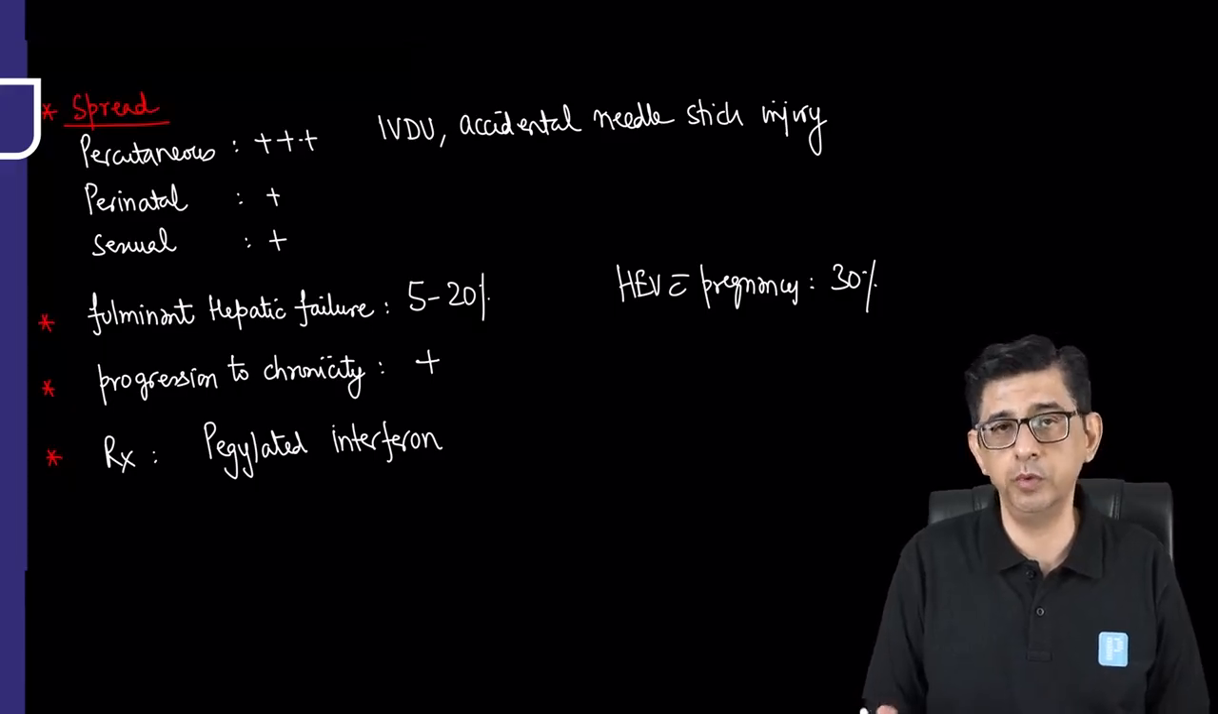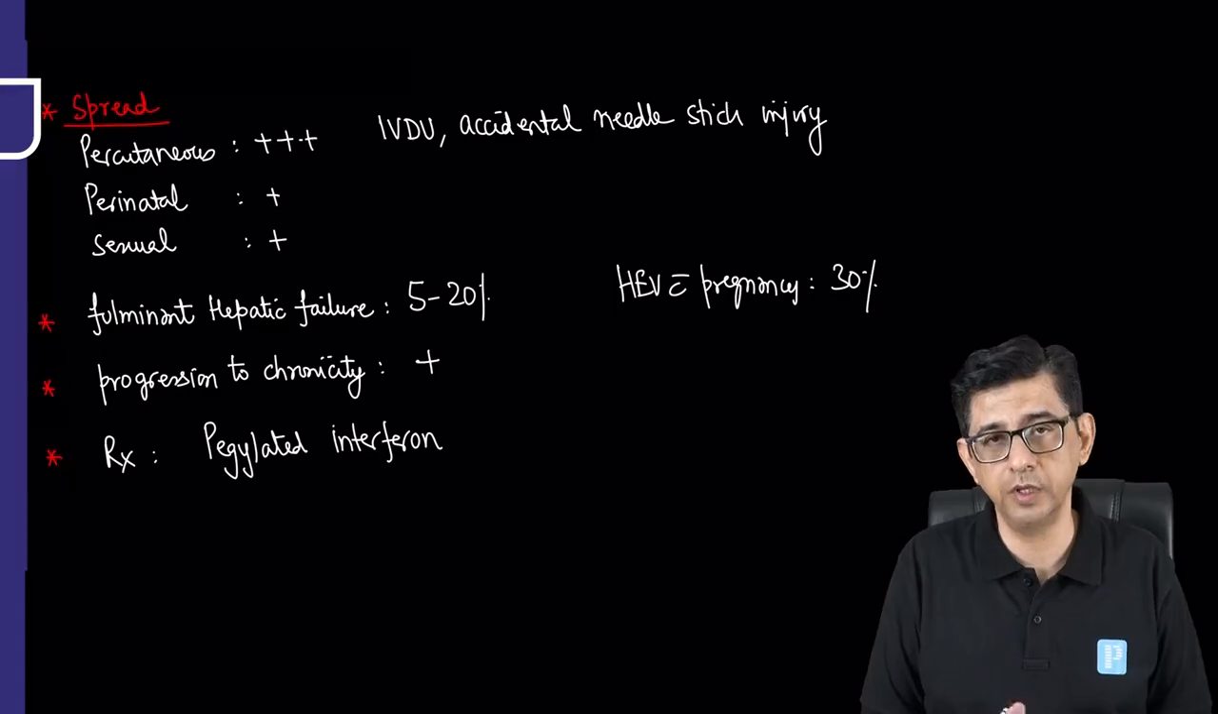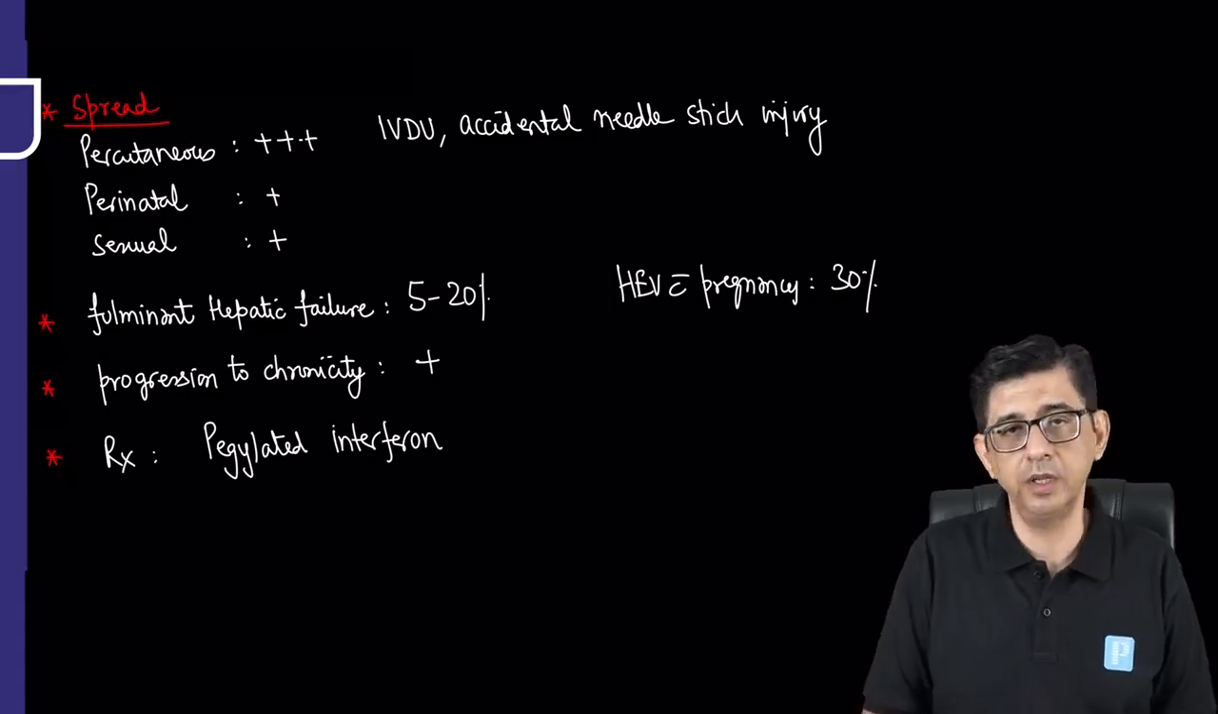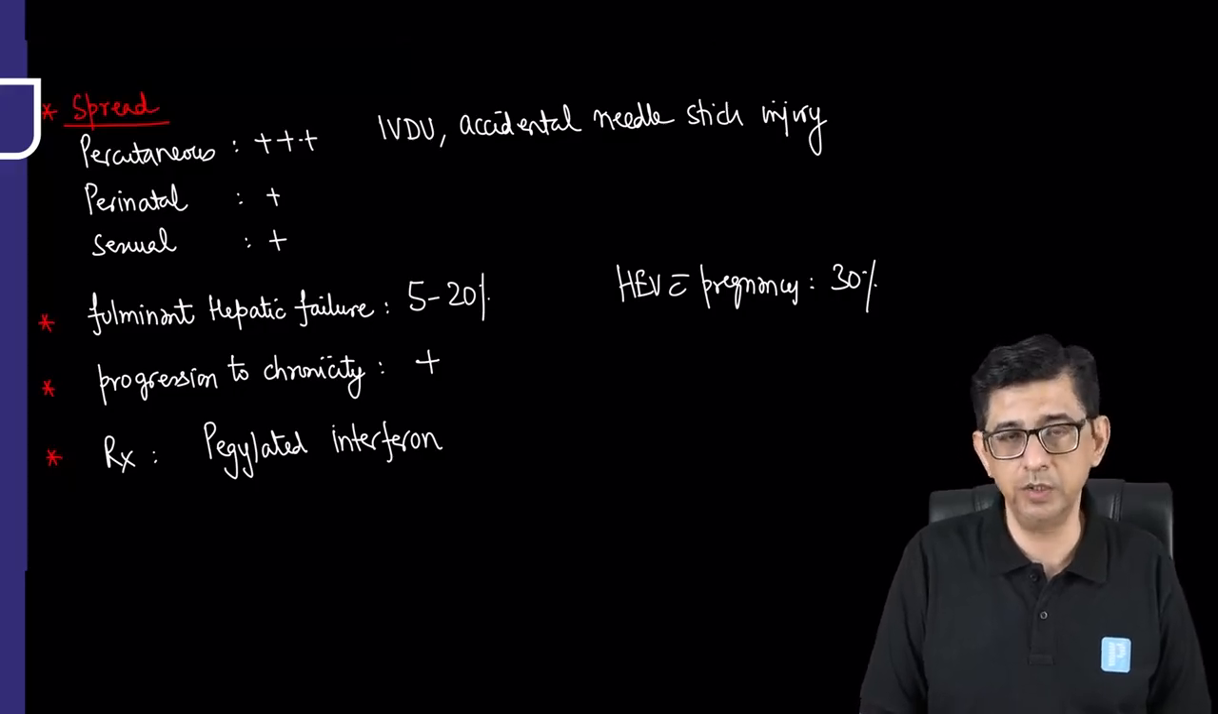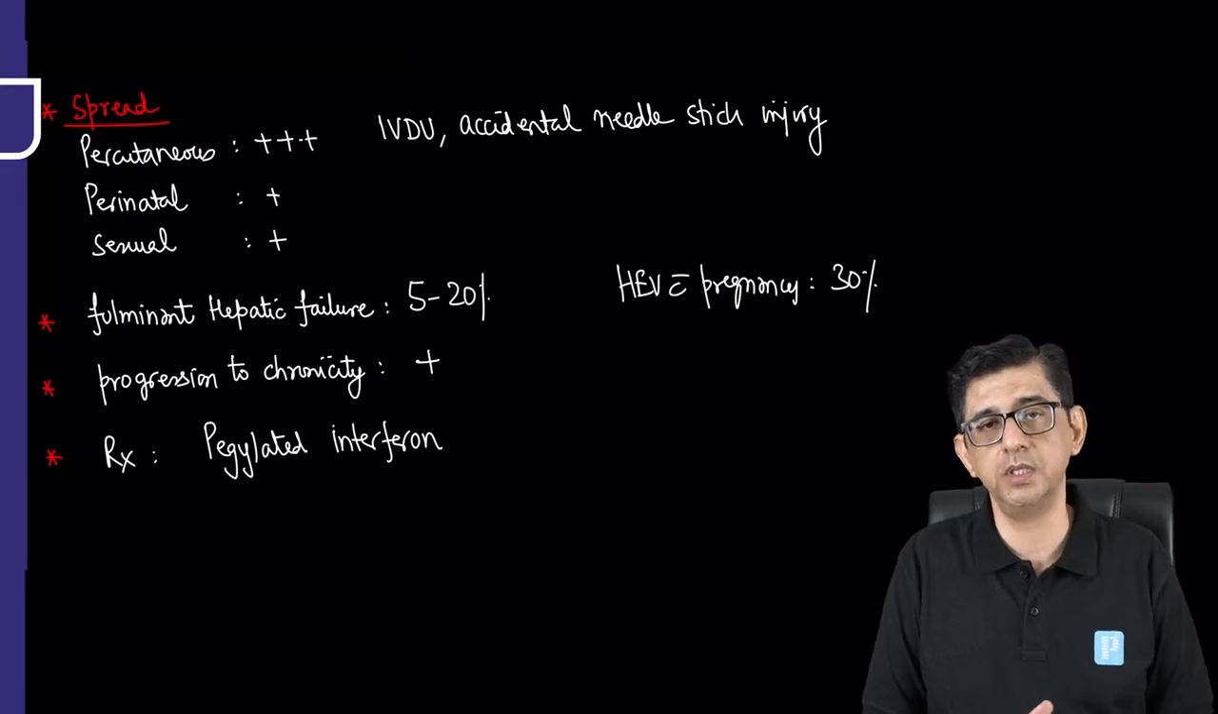Interferons act by boosting immunity, and that immunity is going to kill the virus per se. So these are the relevant details that you need to remember for the Delta virus. And next we'll talk about the comparison between hepatitis A and hepatitis E.